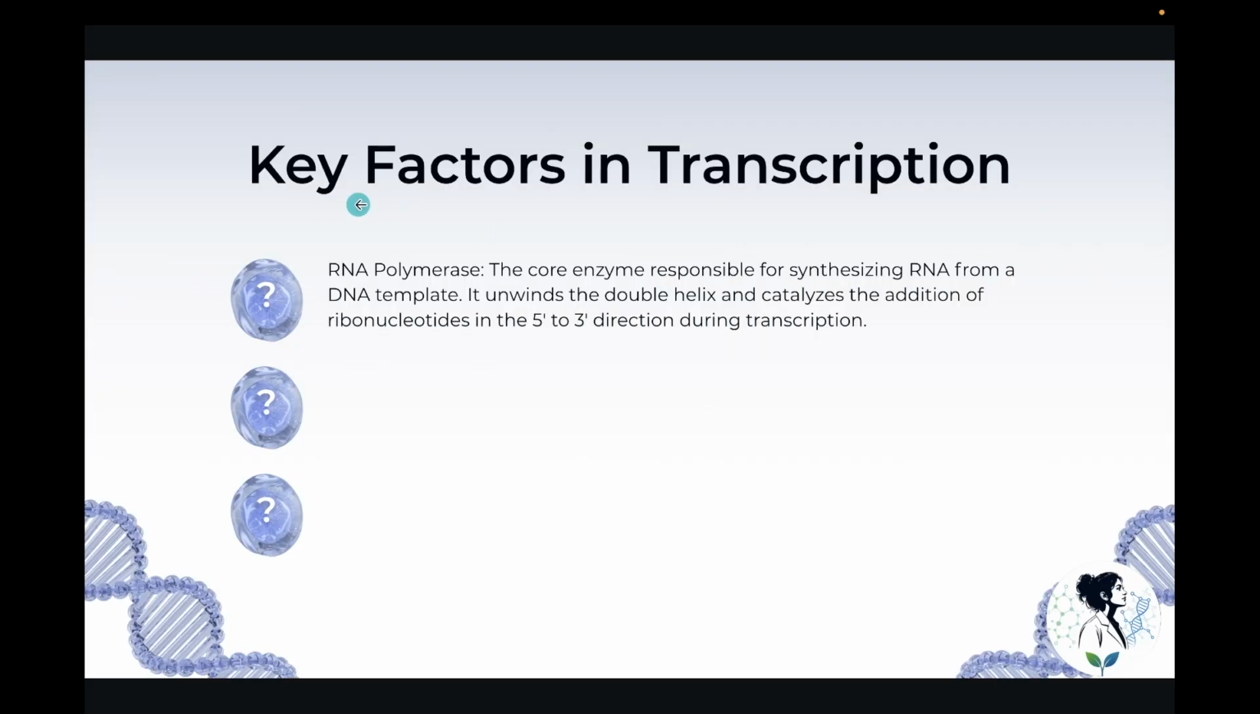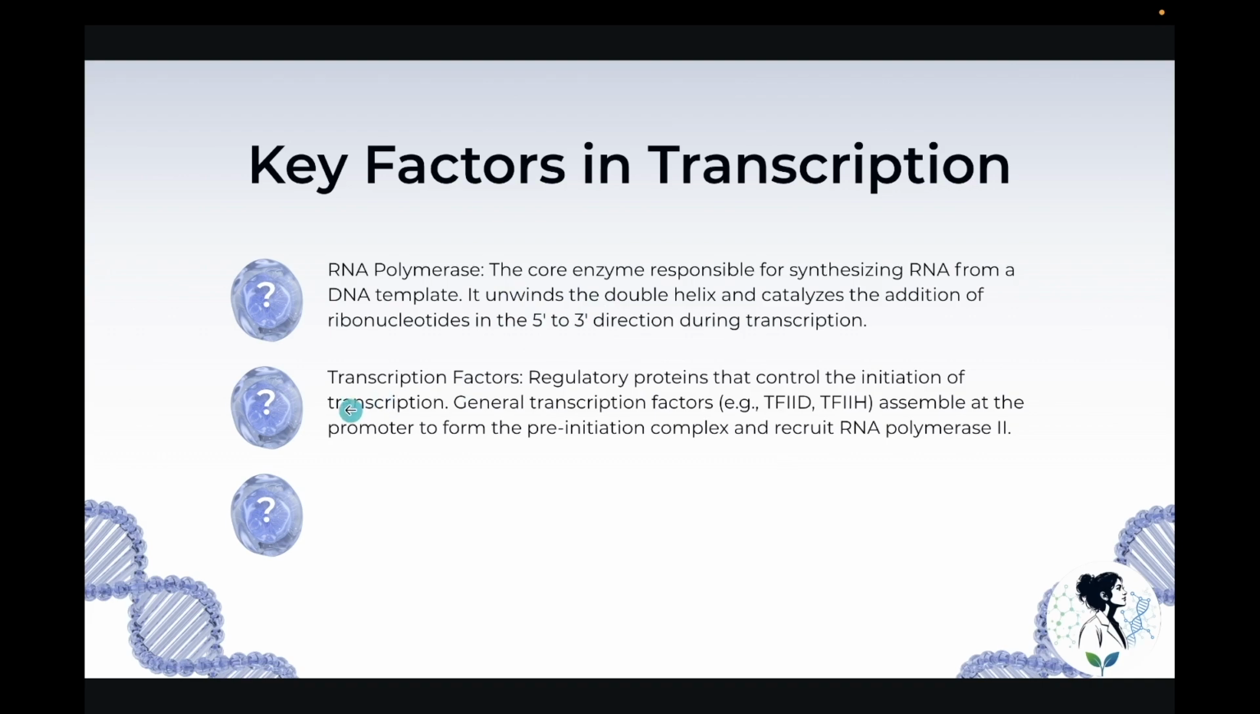So now let's understand what the key factors involved in the process of transcription are. First and foremost is RNA polymerase. This is the core enzyme involved in synthesis of RNA using DNA as a template. That is why these polymerases are also known as DNA-dependent RNA polymerase, which means it uses DNA as a template and synthesizes RNA. What RNA polymerase does is it unwinds the double helix DNA and catalyzes the synthesis of RNA by adding ribonucleotides in the 5' to 3' direction.